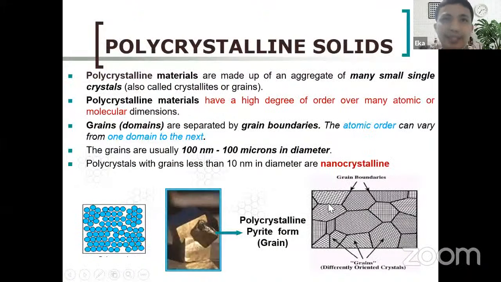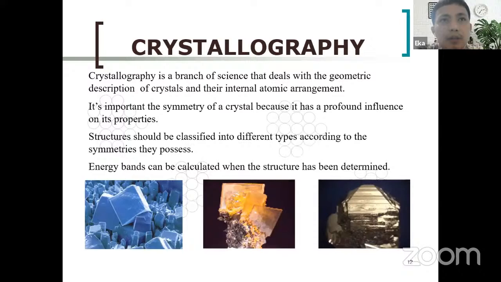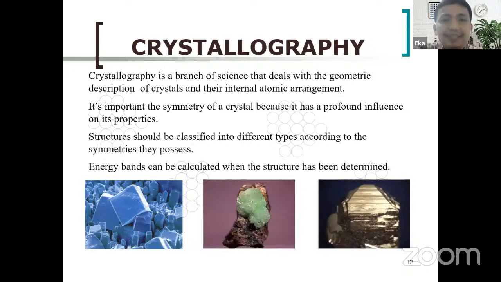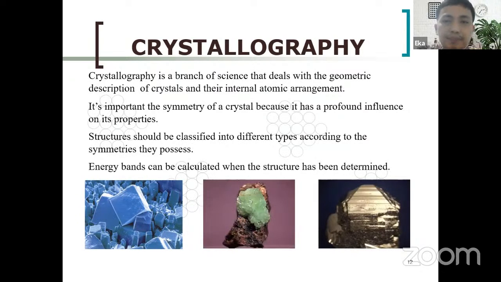This one is polycrystalline, and then amorphous. We know it is made of randomly oriented atoms, ions, or molecules that do not form a defined pattern or lattice structure, so we call it amorphous. The science studying crystals, we call it crystallography.